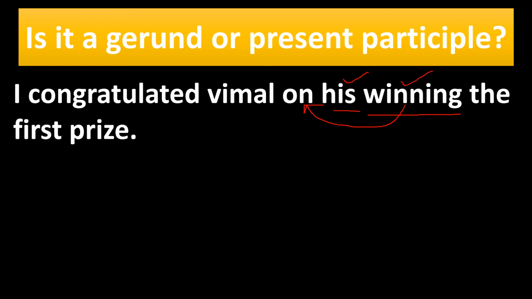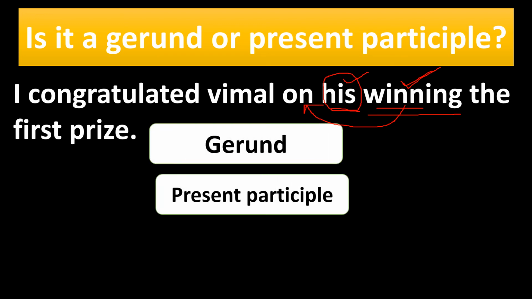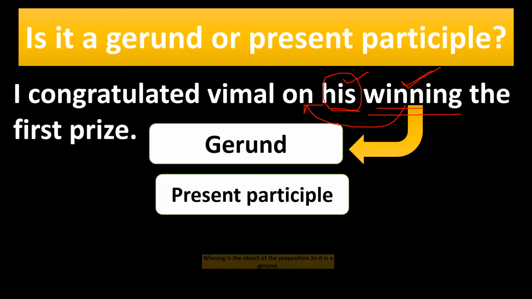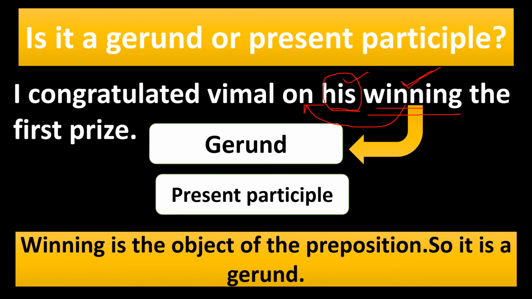There are two rules mentioned here. It is an object of preposition on, and it is placed after a possessive pronoun. Then also that ing form is said to be a gerund. So is it a gerund or present participle? It is a gerund because winning is the object of preposition.